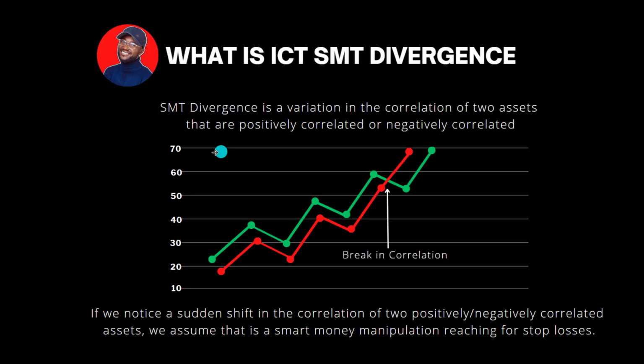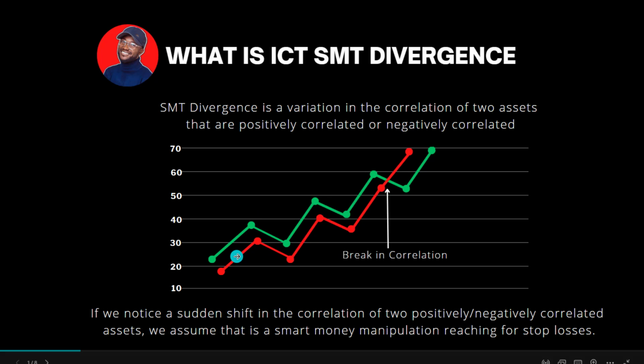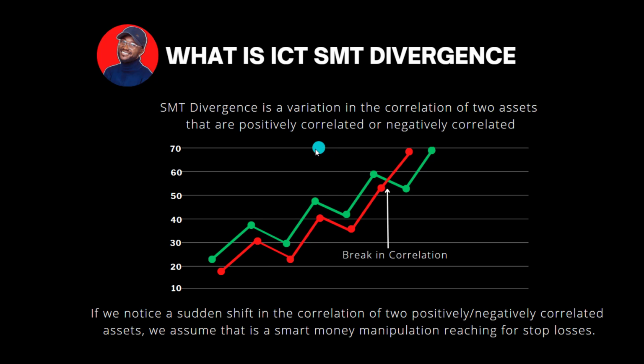So what we see right here on my table, we have asset A and asset B. When we say positively correlated, it simply means that the assets are moving in the same direction. The performances are the same. So we have this movement from this green line, we have this asset, everything you are seeing until at this point where we have a break or a variation in the correlation.